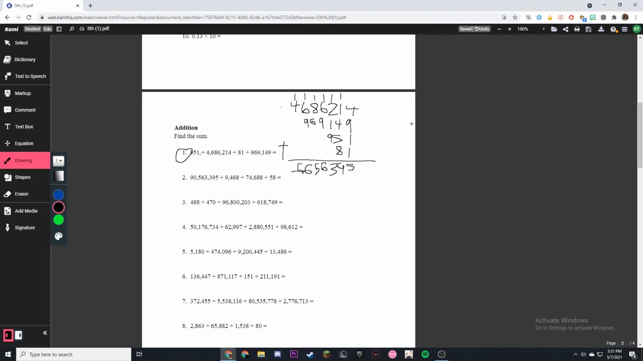So just like that, we did our first problem, and our solution is 5,656,395. Always place commas from right to left after every three numbers, so it's easier to read. So from here, it will be 1, 2, 3.